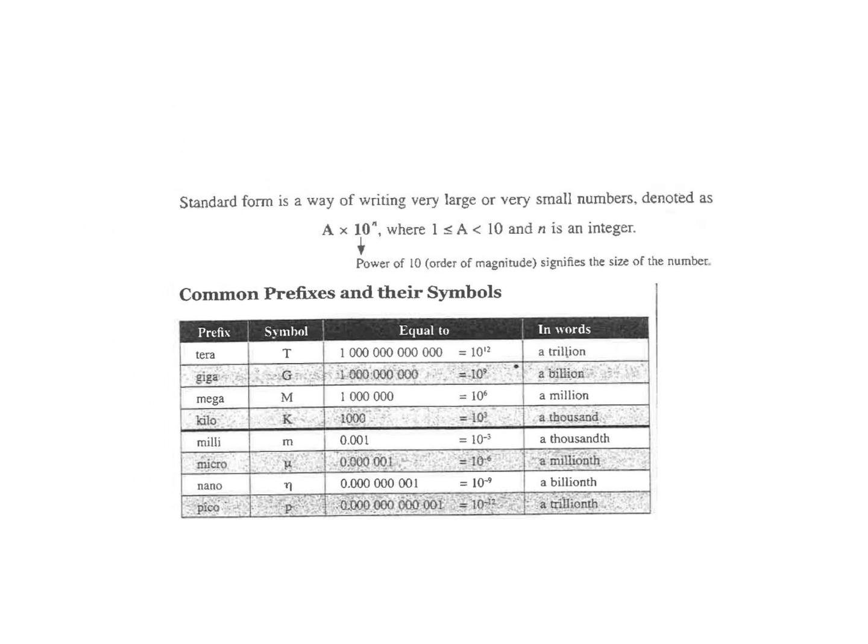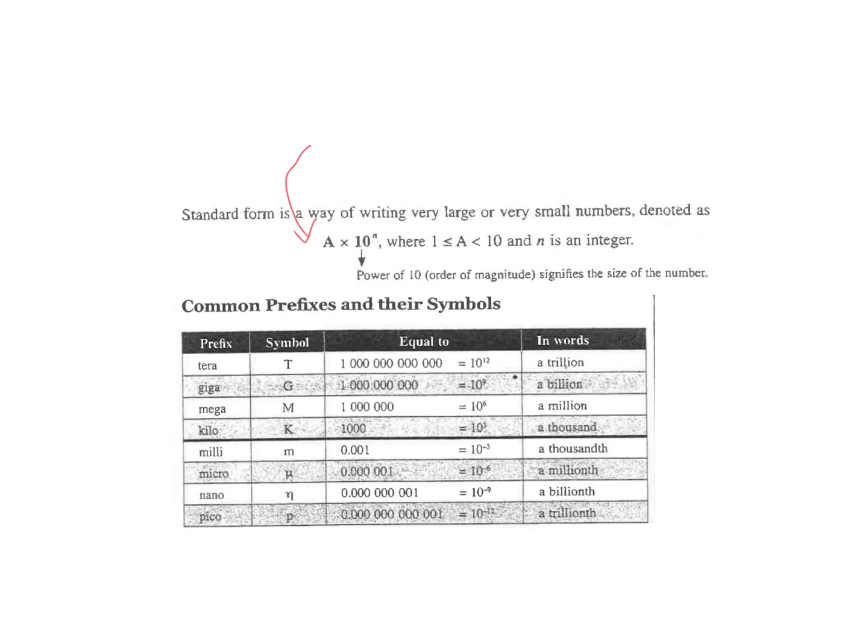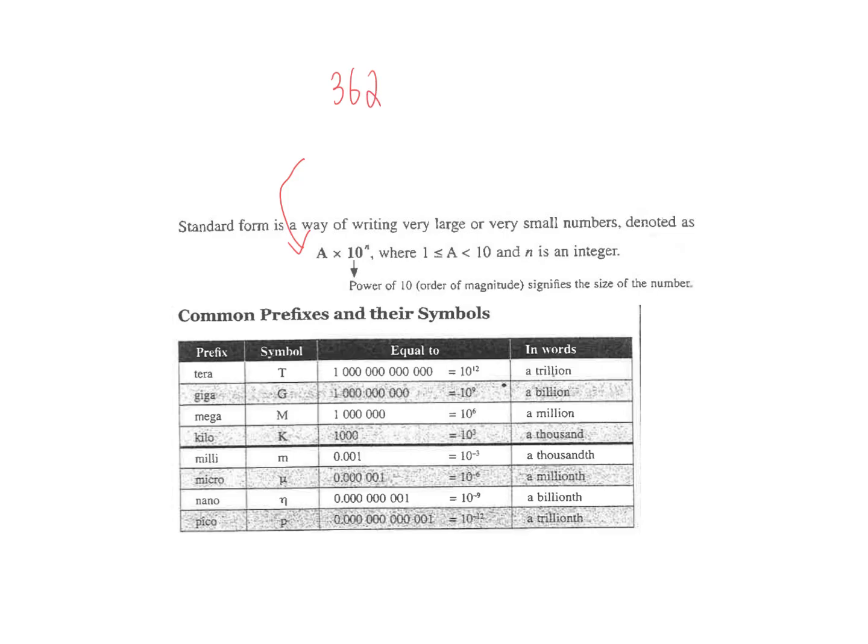So standard form, if I give you a number 362, for example. Okay, so this one, standard form 362. How do I change it to standard form? Bring this until a number between 1 and 10. Must be strictly less than 10. So this is 3.62 times 10 to the power of 2. So this is standard form.